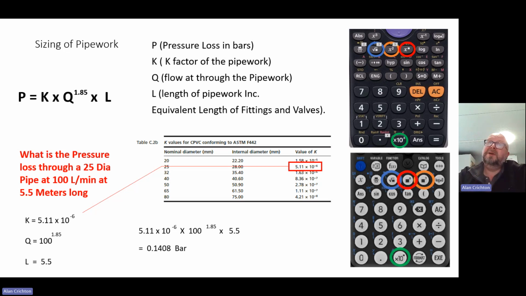Okay. Now remember, guys, accuracy is always to the millibar. So when you've got 0.1408, it's 0.141. So realistically, that pressure should be 0.141 bar.